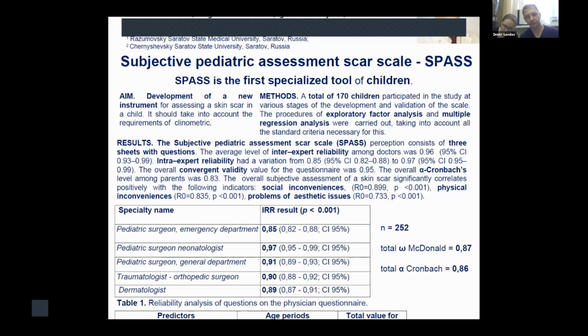The questions on each page have different syntactic formulation, but are united in meaning and correspond to the selected factor structure.